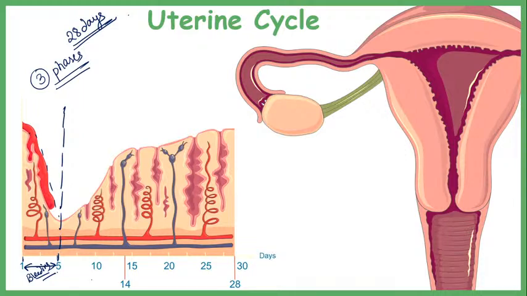We discussed the outer portion of the endometrium sheds off with a lot of blood. That is the bleeding of the menstrual cycle. So this phase is known as the bleeding phase or menstrual phase. Clear? Yes or no?